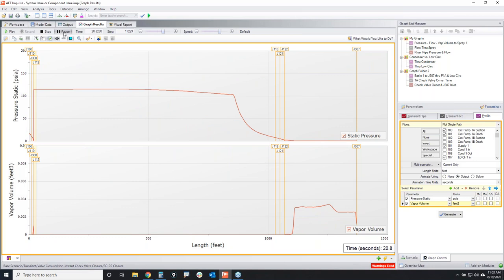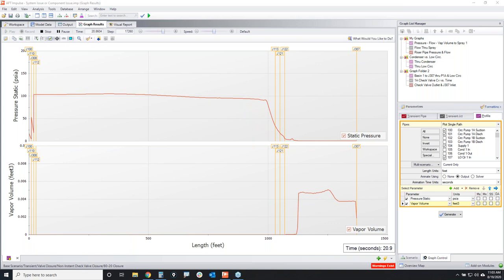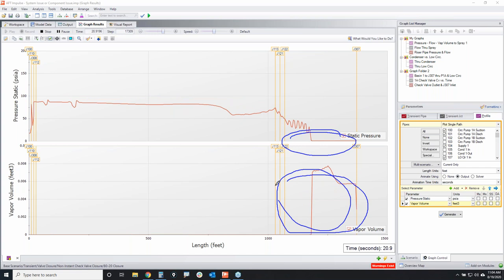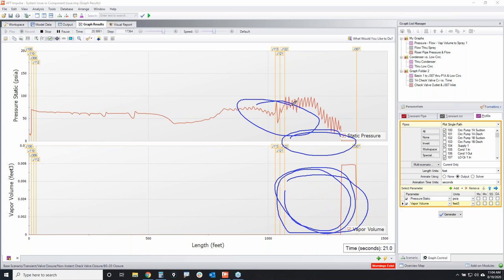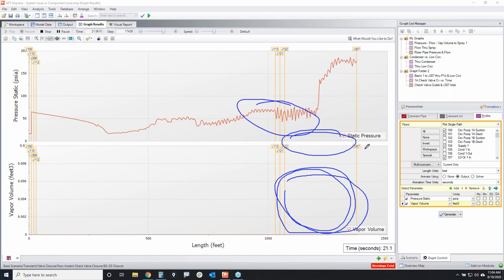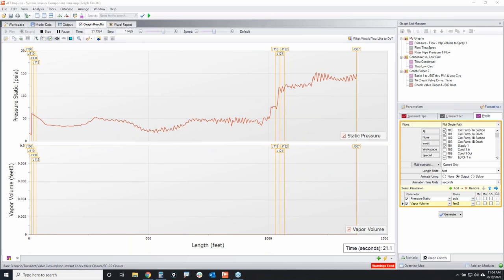So we'll slow this down a little bit more. And what I want you to pay attention to is the vapor volume. This is all vapor pressure down here, and this is all cavitation going on. That's what's causing this effect, those vapor bubbles collapsing. If there's a significant amount of cavitation, it's difficult to say how reliable these spikes are, but it gives you a better idea of what the high values and low values are that you might be seeing.